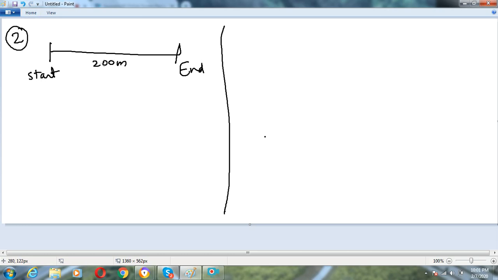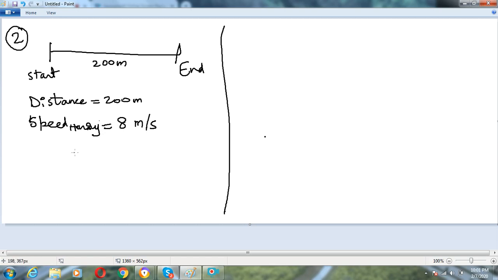Harry cycled at the speed of 8 meter per second. So in this question, distance is given, 200-meter. For Harry, the speed of Harry is how much? 8 meter per second. And if they started at the same time, find the time Harry took to reach the finishing line.